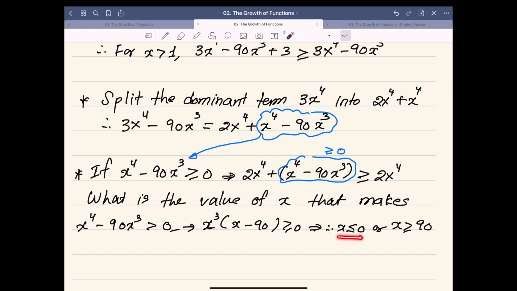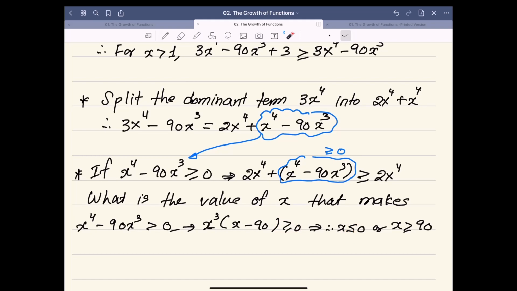If x is negative, then this part will be negative and this part will be negative. The multiplication of negative with negative will be positive. And if this part is true, so x is greater than or equal to 90, then this part is positive, and also this part will be positive, so a positive multiplied by positive will be greater than or equal to 0. But this one is rejected.